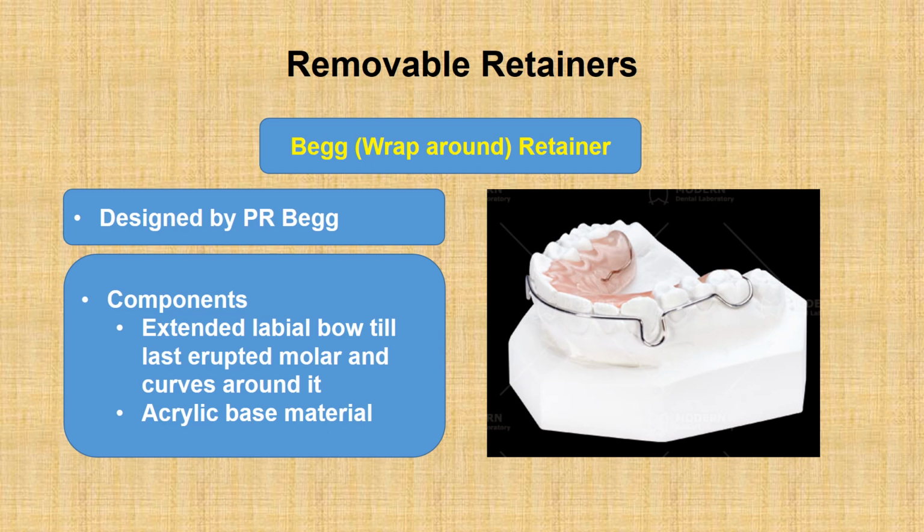Now the next type of removable retainer is the Beck, also known as the wrap around retainer. It was designed by P.R. Beck. Now the components: it has an extended labial bow which extends up until the last erupted molar and curves around it, and it has an acrylic based material.